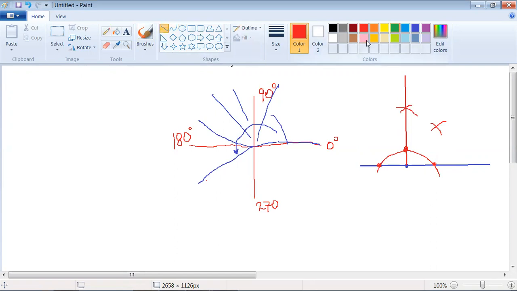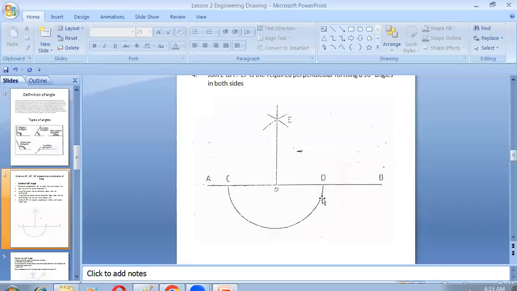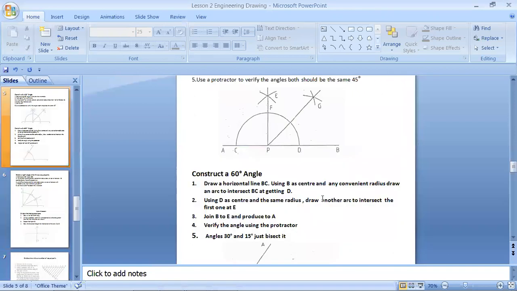And from this point, you draw a line passing through to the center. And now we're going to have a 45-degree here and 45-degree on this other side. That is when we want to draw or construct a 90-degree and 45-degree angle. The second exercise is how to construct a 45-degree.